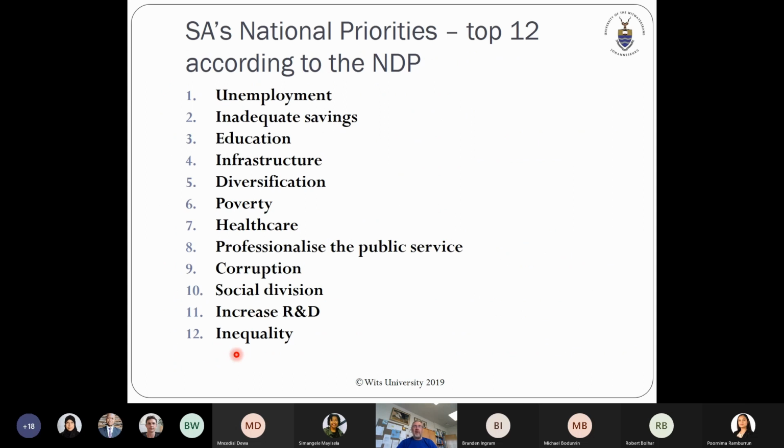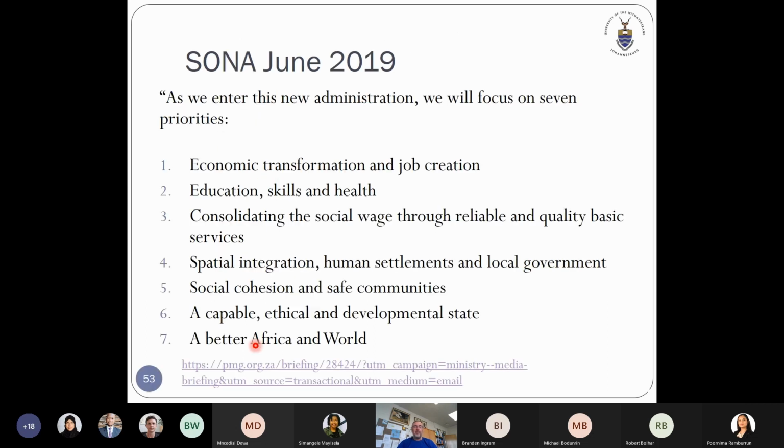National priorities, you know, we hear a lot of talk about them, but what are they? Well, here they are, the top 12 according to the NDP, the National Development Plan. And hopefully you can fit your research into one of those. So, you know, that might be helpful.